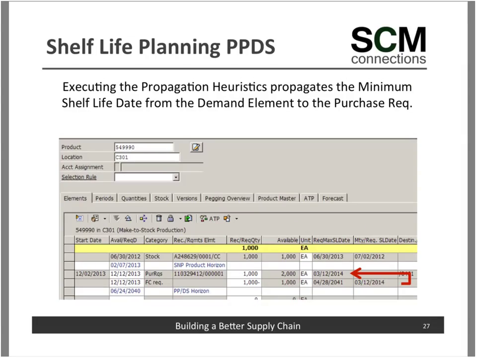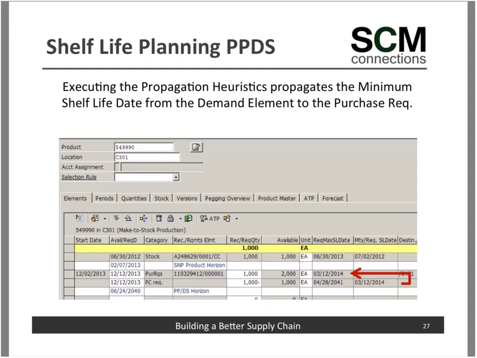And as an aside, when we go through and you plan node to node, you really cannot do a network heuristic via shelf life. You have to do it node by node by node. Otherwise, you'll get inconsistent results if you don't propagate after planning each node. So that ends up being a bit of a watch out from a technical perspective. But after running the heuristic, what you'll see is the forecast requirement for the demand now gives me the required maximum shelf life date on the purchase rec, okay?